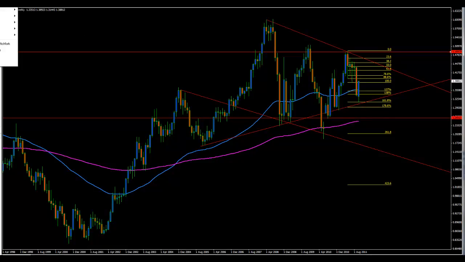Now, how I would have drawn that is I come down to my shapes, and I like zones. I don't like to try to get things right to the pip. So what I do is I say, okay, look, we've got a zone that this diagonal support goes right through. So I'm going to be looking for a buy somewhere in this zone. And sure enough, we bounced off of that.